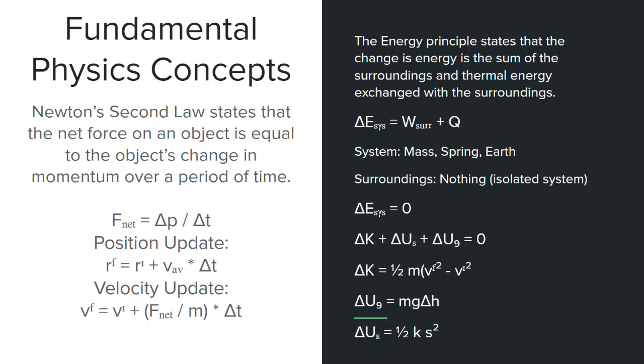The energy principle states that the change in energy is the sum of the work done by the surroundings and thermal energy exchanged with the surroundings. Our system was the mass, the spring, and the earth. That way, every force acting on the system was within the system. So here you can see that delta E for the system is zero, and all of our changes in energy should add up to zero. And then the rest of the equations are there.